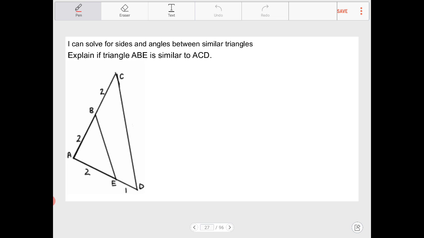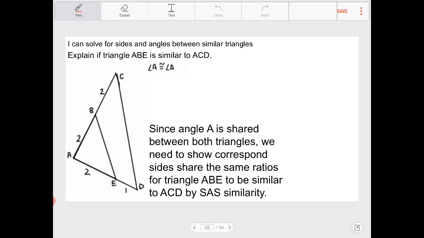Pause the video to see if you can determine whether or not these two overlapping triangles are similar or not. So again, hopefully you guys had some time to think about this. If I were to compare the two triangles, I'm going to try to prove this using side-angle-side similarity, because I recognize that angle A there is congruent to itself. So because of this, I now need to compare this side length to this side length.